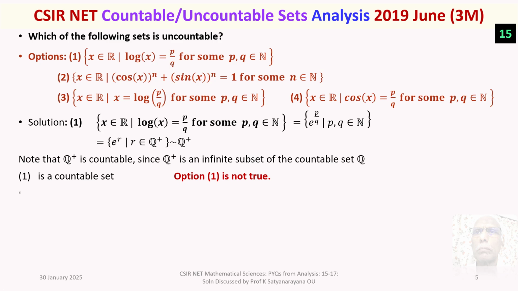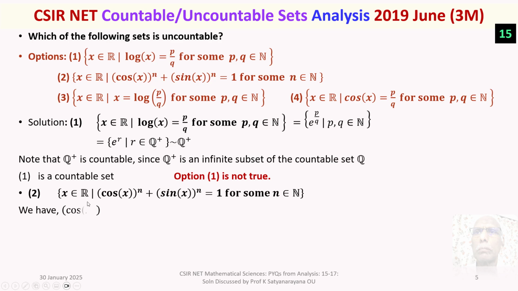We move on to option 2. Set of all x belongs to R, cos x whole power n plus sin x whole power n is equal to 1 for some n belongs to N. That is for n equal to 2. So, you substitute, that means cos square x plus sin square x is equal to 1 for all x belongs to R. So, we have cos x to the power of n plus sin x to the power of n is equal to 1 for n is equal to 2, and this is true for all x belongs to R.